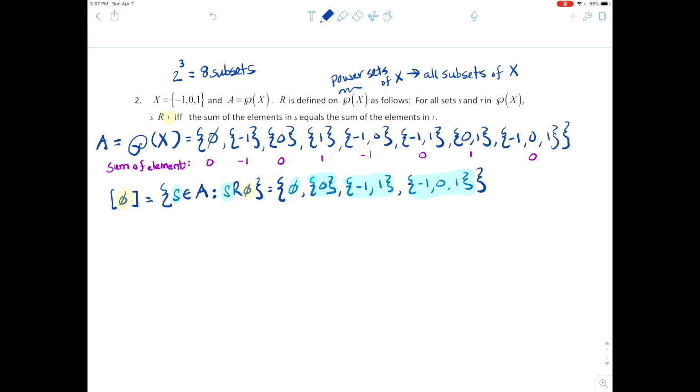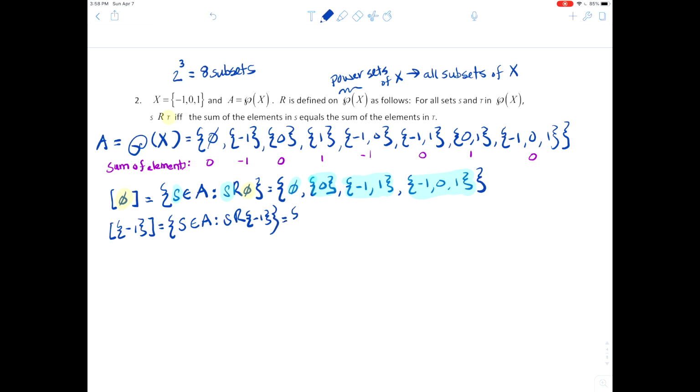So now the class of the set -1. Now what we're looking for is any set, any input S, that belongs to the power set of X, such that S R, well, -1 sums to -1, right? And so we're plugging in a set here instead of an element.